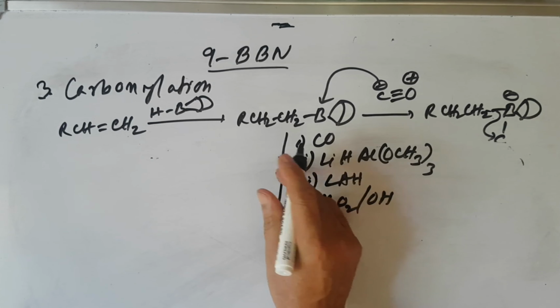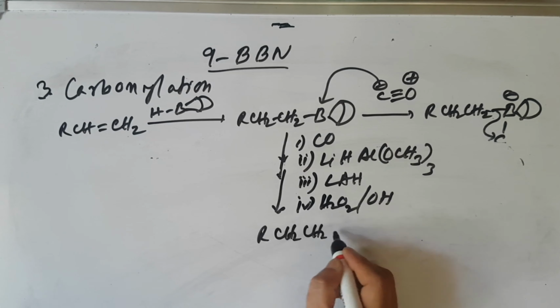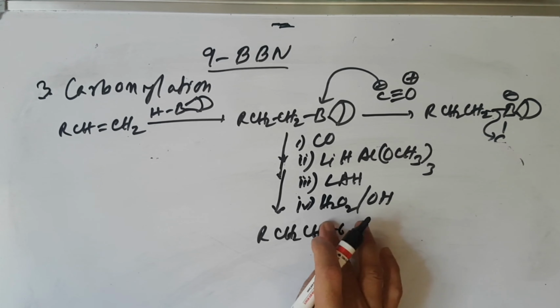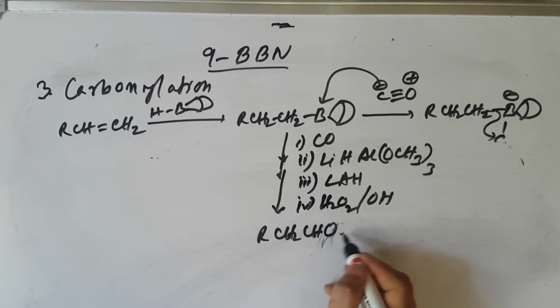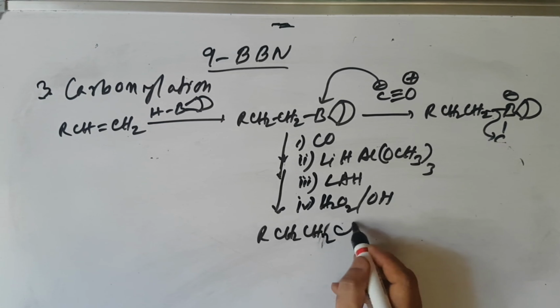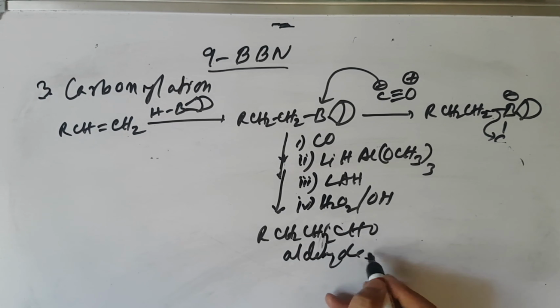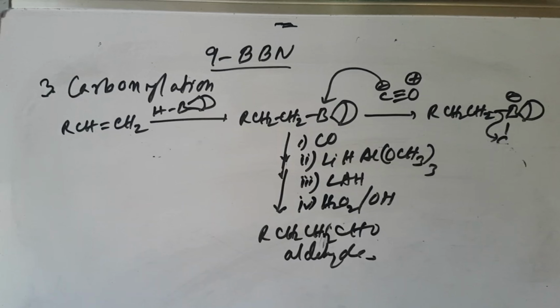will give this aldehyde. Okay, CH2, CH2, CHO. So this one you can try this one. Okay, so CH2, CHO. So aldehyde obtained. So these are the obtained product.